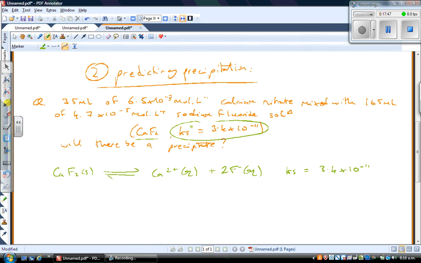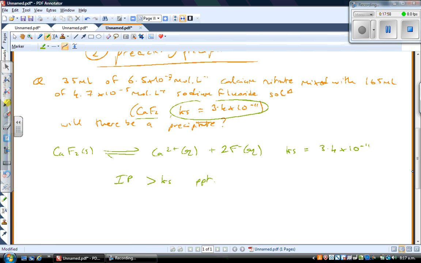And the rule is that if the IP is greater than the Ks, then you get precipitation. Now, what is IP? Well, I like to refer to IP as the Ks expression for a system where you're unsure of whether it's at equilibrium or not. So, simply put, we could write an IP expression for this calcium fluoride dissociation. It's going to be equal to the concentration of calcium. And we don't know if this is greater than, less than, or equal to the Ks.